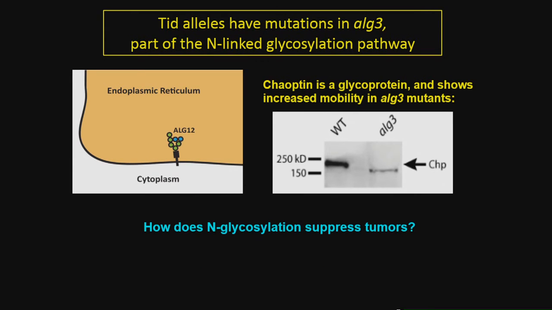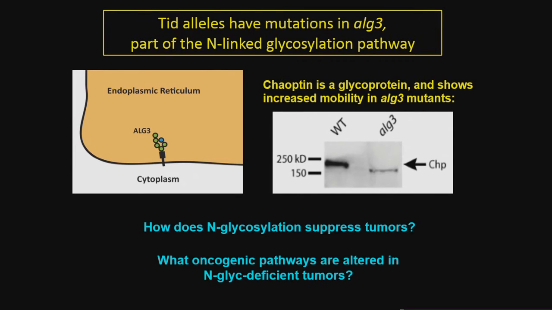So the main question of my project is how N-linked glycosylation suppresses tumors, or how its loss causes tumors in these Alg3 mutants. The way we went about this is by looking at the different oncogenic pathways that are altered in glycosylation-deficient tumors.